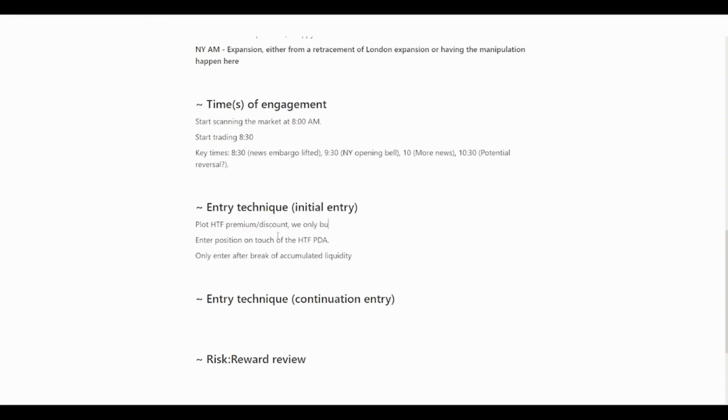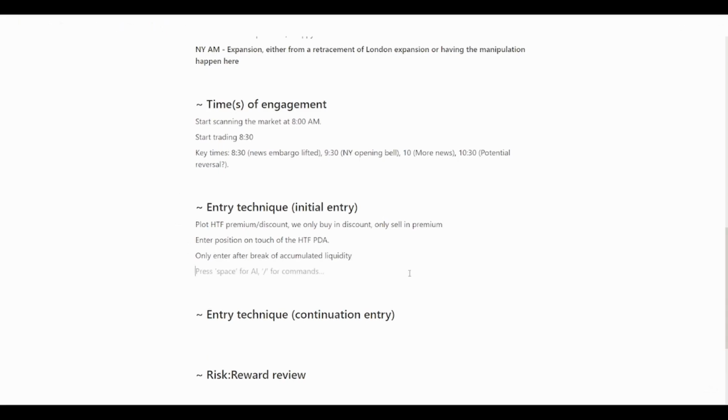So we only buy in discount, only sell in premium. This is super important. We never want to be long in a premium, and we never want to be short in a discount. Then, again, we can only enter, wait, I'm going to put this at the end, right? The entry, the end.